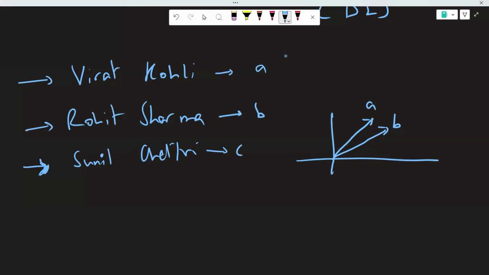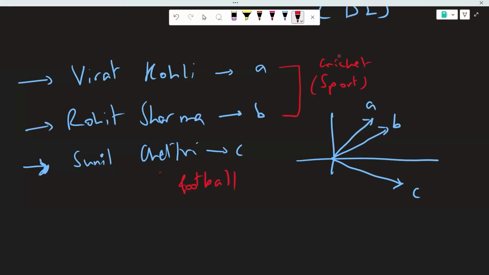Comparatively, we know the distance of Sunil Chetri and Virat Kohli, or Sunil Chetri and Rohit Sharma, will be a little far. Probably C will be over here, right? So what I'm trying to tell you is the documents will have the words Virat Kohli and Rohit Sharma almost in similar places because both of them are very similar. They come from cricket, whereas Sunil Chetri comes from football, right? So that person will be a little far.